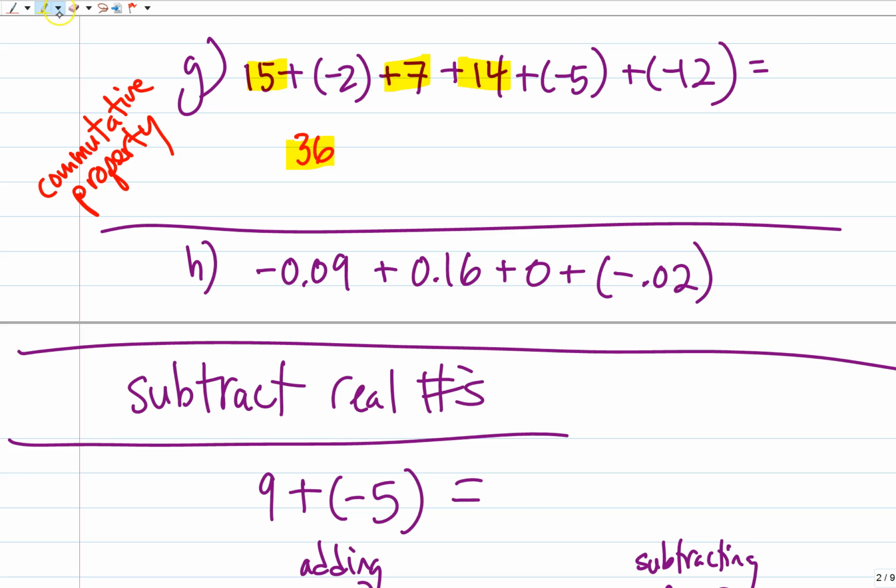And wouldn't it be easy to add all the negatives with the negatives? Because they're just going to, what's the C word? They combine when they're on the same side. So what's 2 negatives and 5 negatives and 12 negatives?